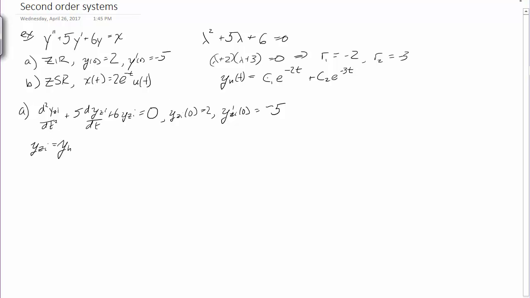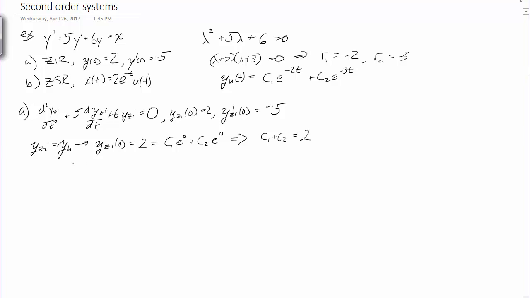And we've yet to determine what the c1 and c2 are. And we're going to use our initial conditions to do that. So let's go ahead and say that y zi at 0 has to be 2. And we know that it has the form of the homogeneous, so we'll look at c1 e to the 0 plus c2 e to the 0, which tells us that c1 plus c2 has to be 2.